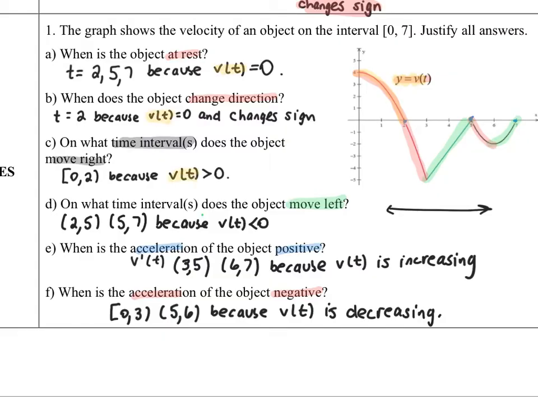So every one of my answers, I reference v of t here and here, and that is because that is what I'm given to work with. So whatever information you're given is what you want to use as your reasoning in choosing your answer.